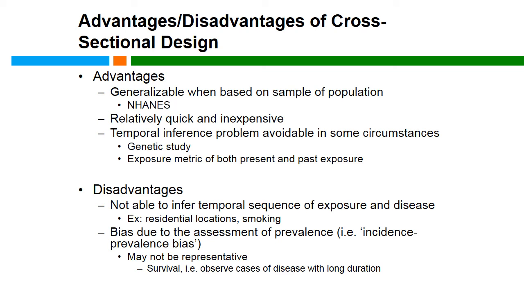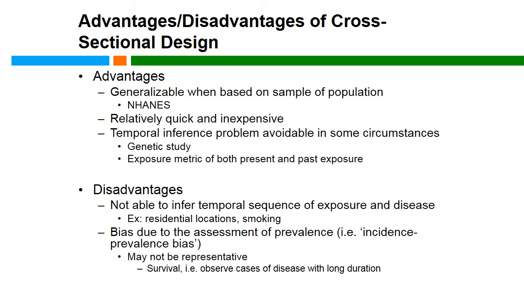So what are the advantages and disadvantages of a cross-sectional study? Well, first, cross-sectional studies are generalizable because you're drawing from the population rather than an identified set of cases and controls. So NHANES is a really good example of this because the CDC takes great care to be sure they sample in a way that results in a study population that is truly representative of the U.S. population as a whole.